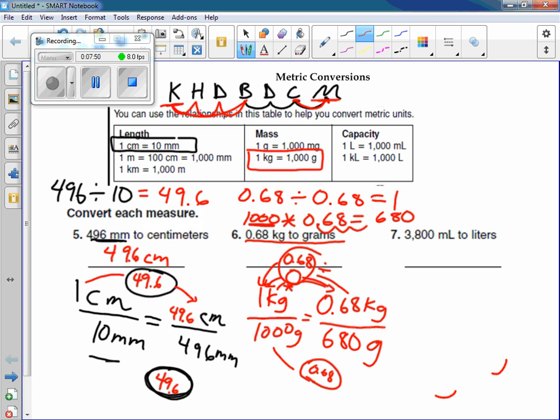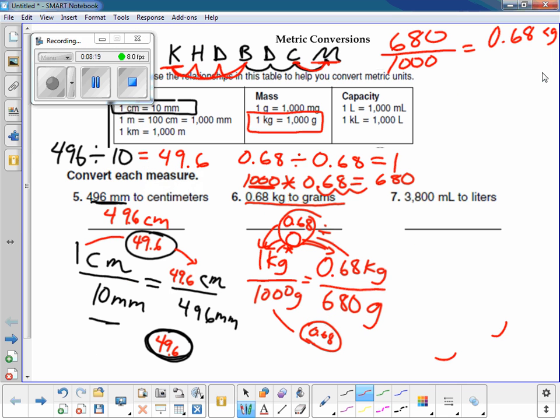And if you notice, again, we needed 1,000 grams to get to 1. We don't have 1,000, we only have 680. We would essentially have 680 out of 1,000, which would give us our total number of kilograms, 68 hundredths. So just another way to look at it and another way that we could convert.